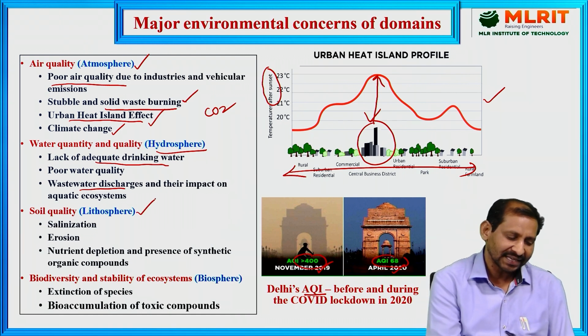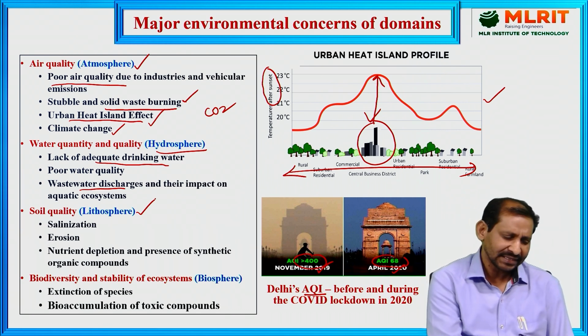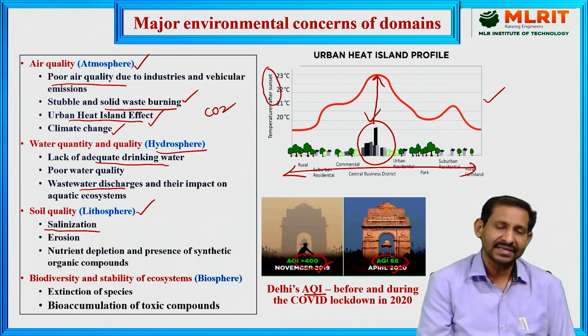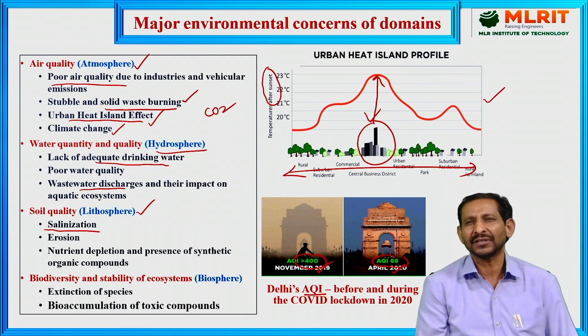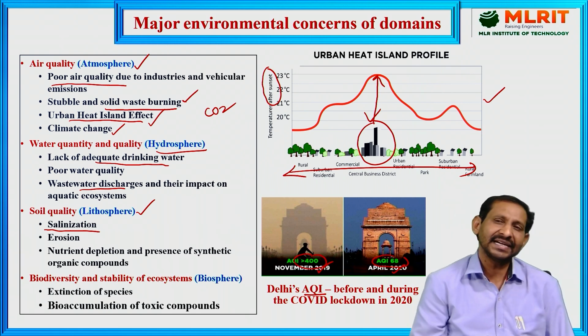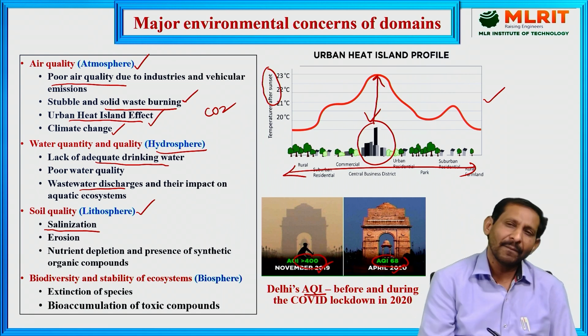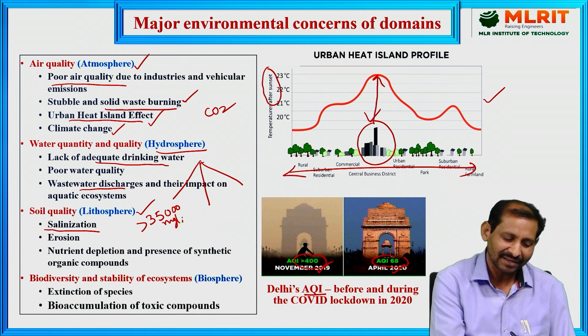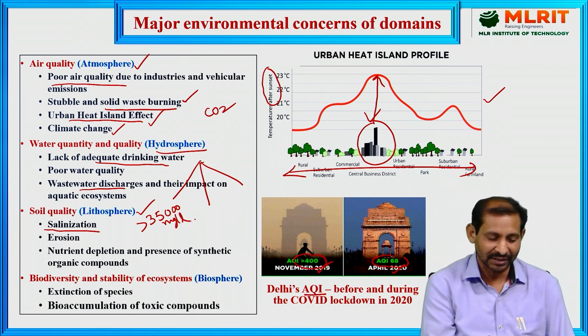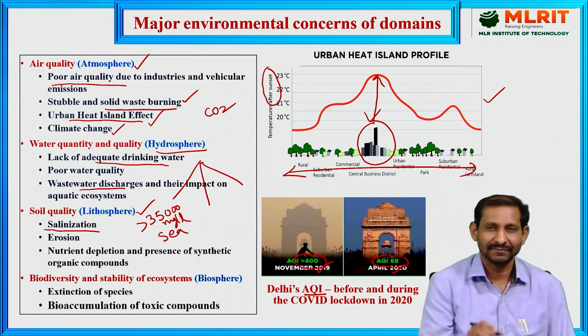The third category is the lithosphere. Here the first concern is salinization. Salinization in the soil happens majorly when brackish water is used for agriculture, and the salinity increases. So how will water be classified? Generally water is classified into three categories based on salinity. The first one is more than 35,000 mg per liter of dissolved salts; that water is called seawater.